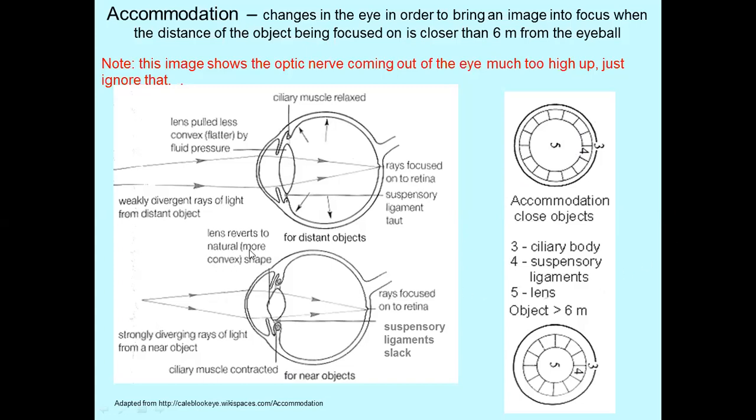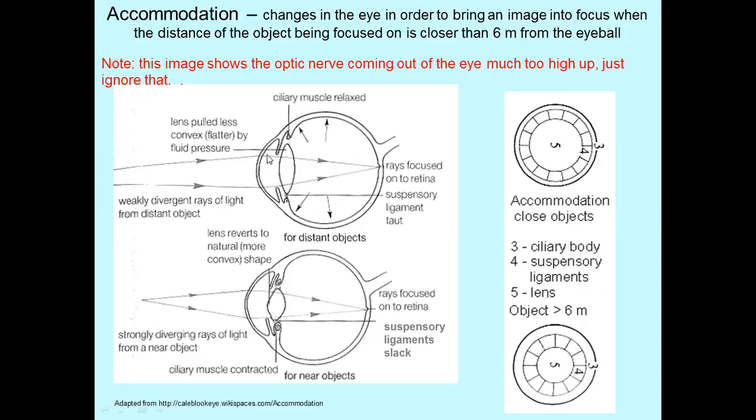Okay. So remember that this is for distant objects. The light rays do not diverge widely. In other words, even if you look at a double-story house at a far distance, it's not very big. So the light rays from it don't diverge a lot.